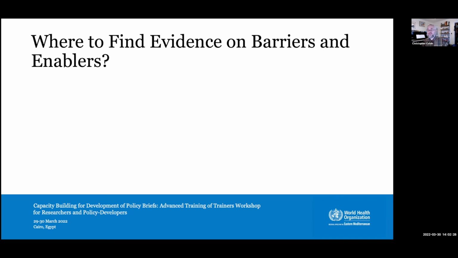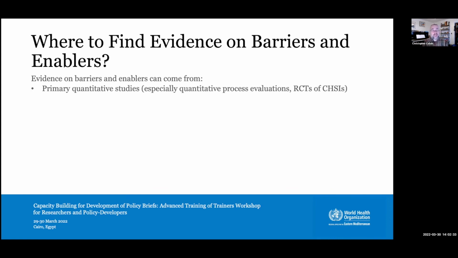Where do you find evidence on barriers and enablers? It comes from a lot of different places. It comes from quantitative studies, especially quantitative process evaluations that might collect data on factors involved in implementation. Often RCTs of complex health system interventions, if they're well designed, an RCT might even be collecting data on the kinds of things that affect implementation.